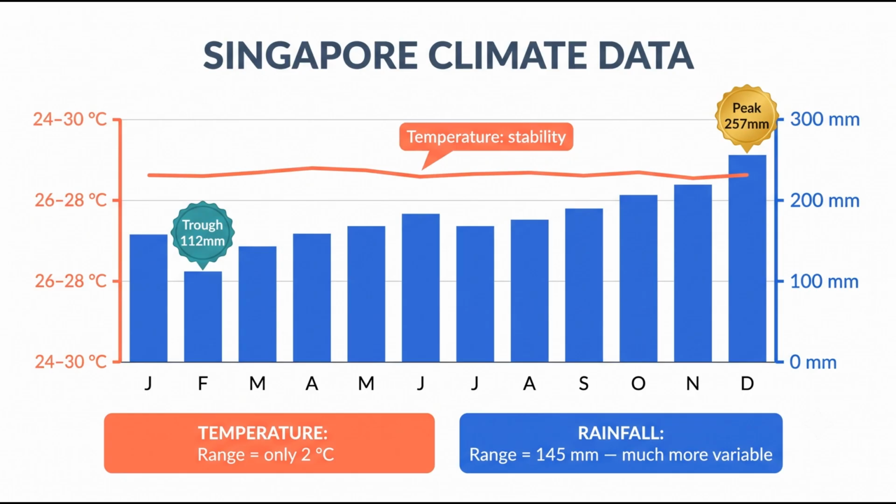Notice two things straight away. First, temperature barely changes. The range is only 2 degrees Celsius across the entire year. That's extremely narrow. Second, rainfall is much more variable. The range is 145 millimeters. February is much drier than December. You live here, you've experienced this. These numbers should feel familiar.